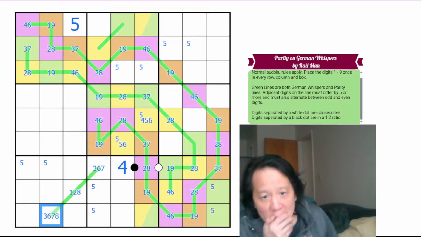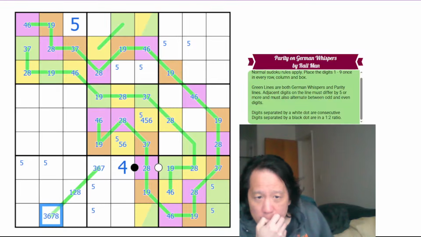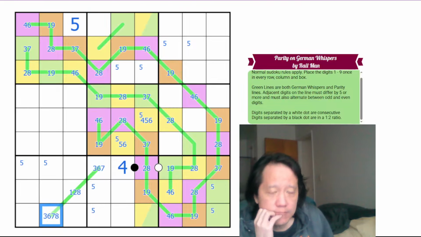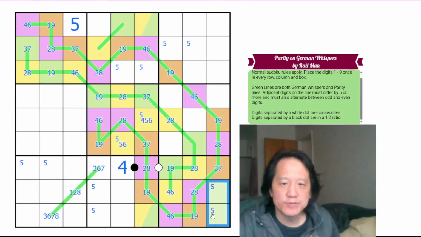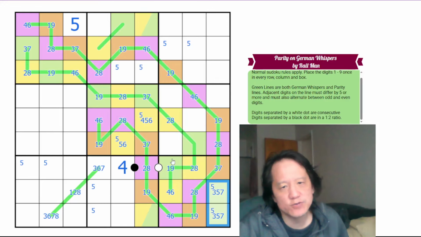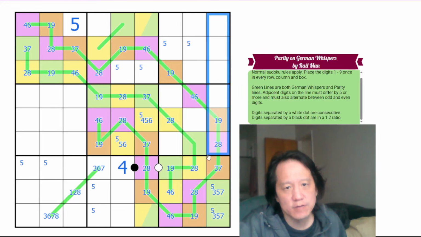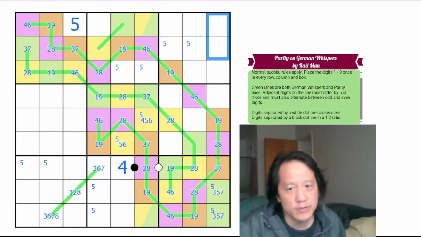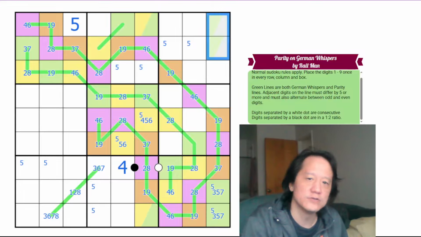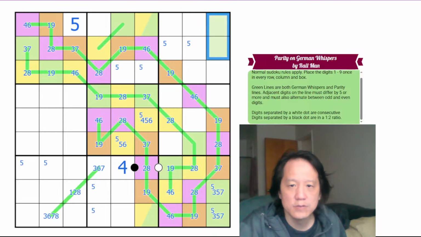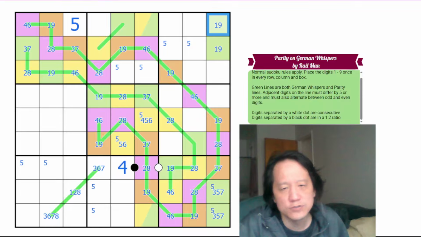Huh. Okay. This is 3, 5, and 7 here. So it's a 3, 5, 7 triplet, interestingly enough. Okay. Where can green 1, 9 be in column 9? Can't be here or here. So green 1, 9 has to be one of these 2. Interesting. So green 1, 9 is one of those 2.